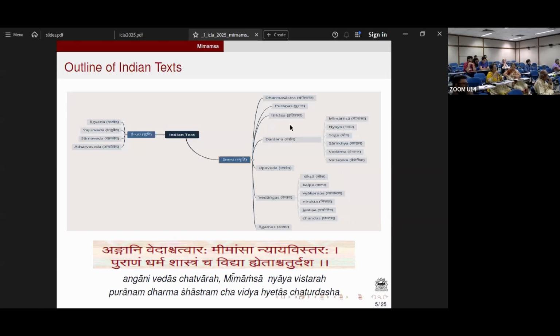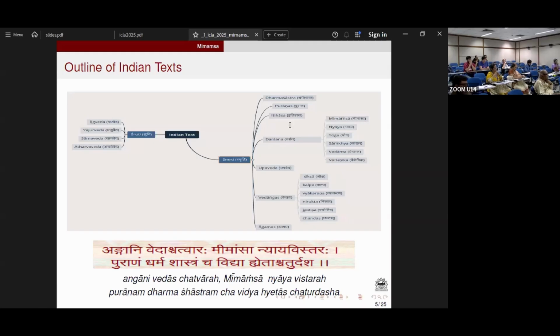In addition to this, of course, we have some Agamas. We also have Upaveda, which are like, if you're talking about, for instance, Ayurveda and other kinds of things, which also come under these different texts that we have. So these are supposed to be various topics that one would study as domains of knowledge, like we study different topics today, right? So these are considered to be the different topics of study from our traditional knowledge point of view. So out of this, of course, our focus is on Mīmāṁsā, right?